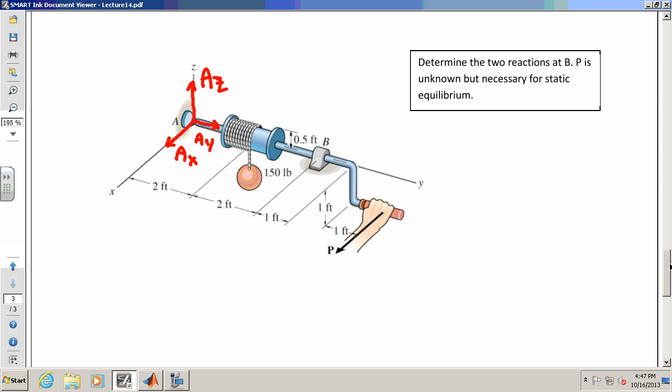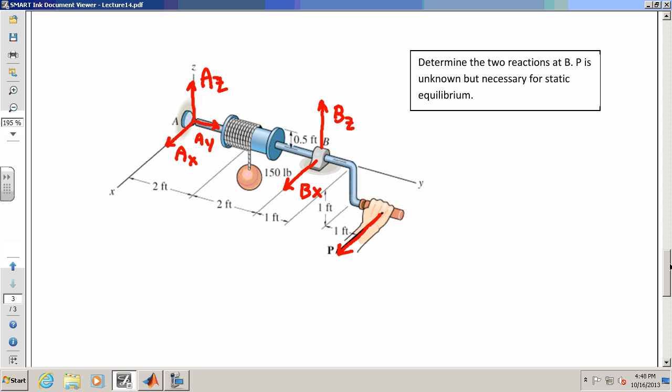X, Y, and Z. Which 2 would be forces? X and Z, right? Because it can go in the Y. So we're going to have a BX and a BZ. Because remember, we can only have up to 6 unknowns, and I already have 5. What's my last unknown? It tells me in the problem. P. Yeah, exactly. P is an unknown.